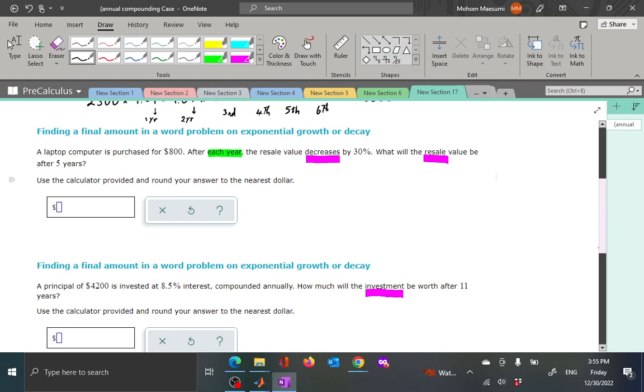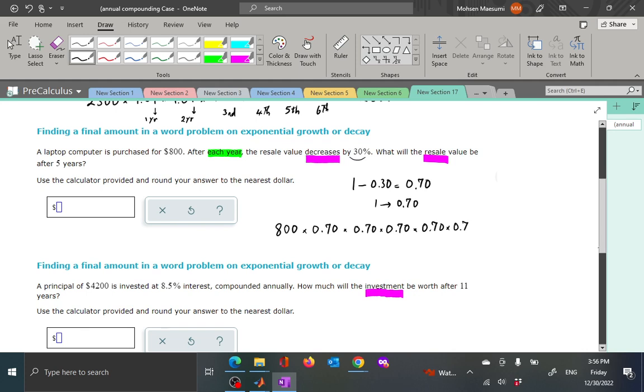Let's see. If I have something that's depreciating by 30%, it means every dollar is going to lose 30 cents, and a dollar becomes 70 cents at the end of 1 year. So if you have something that you bought for $800, at the end of the first year it's only valued at 800 times 0.70, which is $560. You keep it one more year, it depreciates again. You keep it one more year, it depreciates again. And you have to play this game five times.